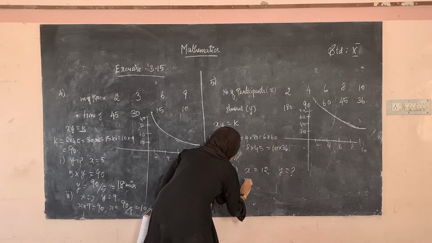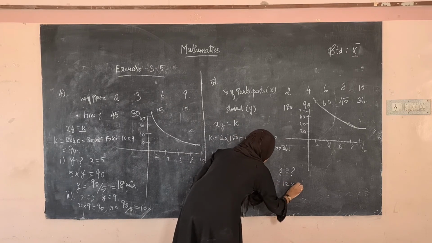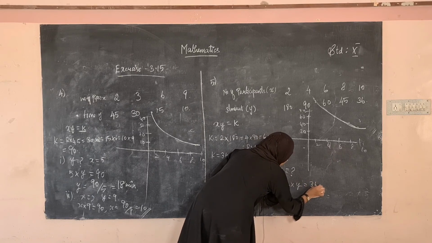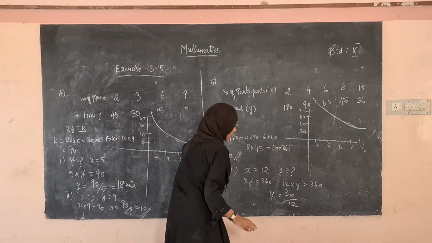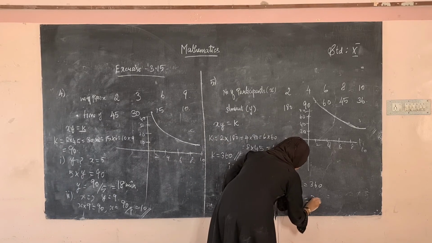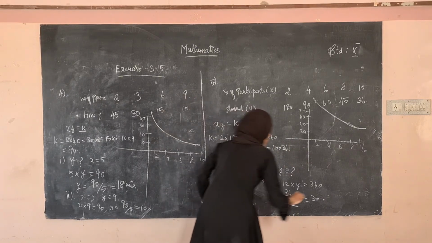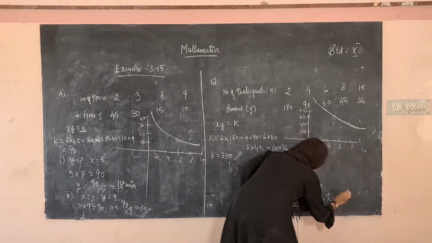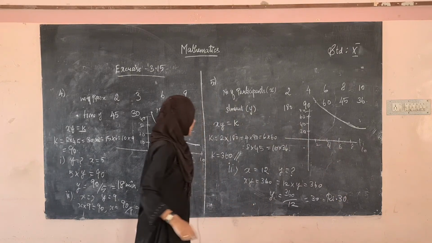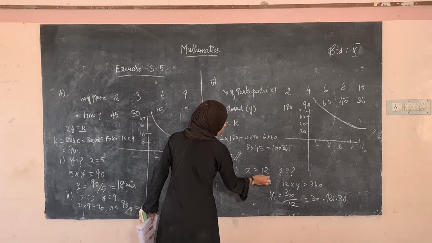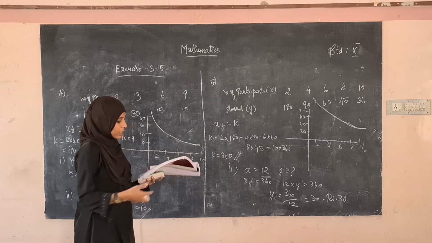Okay. So we know that xy is equal to k, which is 360. What is the value of x? x is 12, so 12 into y is equal to 360. So y is equal to 360 divided by 12, which is equal to 30, which is rupees 30, right? They have given in rupees, therefore rupees 30. So in the competition, when the number of participants is 12, each participant will get the cash amount of rupees 30.